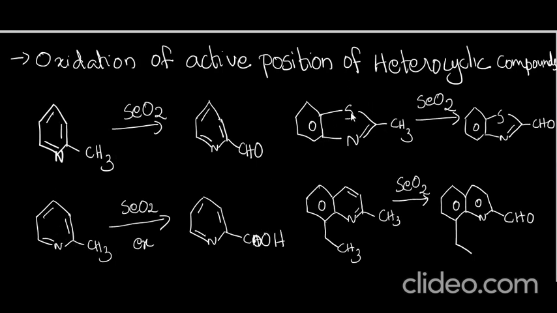This is another heterocyclic compound. In the presence of selenium dioxide, the CH3 group will be converted into a CHO group. Another example of a heterocyclic compound is this, which will be oxidized into a CHO functional group.